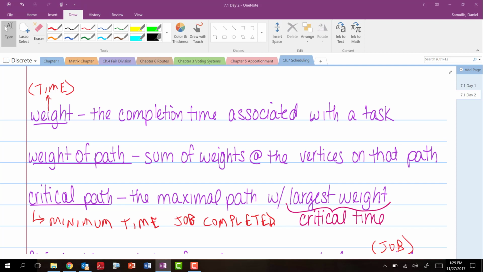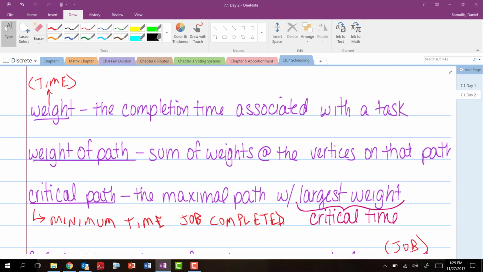The weight of a path, then, again, we're talking about a maximal path or a directed path. The weight of a maximal path is the sum of the weights adding up all those vertices. And you'll make sense out of this. It's actually very simple. It seems more complicated than it needs to be now.